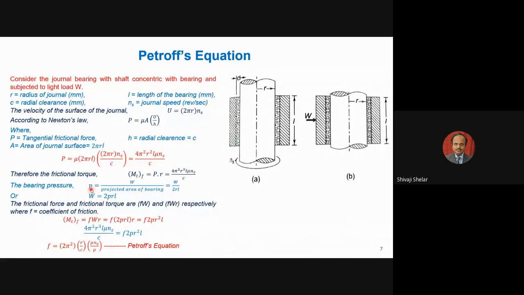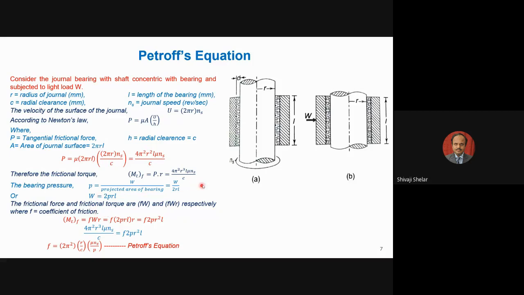So we will have bearing pressure of this bearing equal to W upon 2RL. While selecting the hydrodynamic bearing, bearing pressure is very important. This is called a design parameter. Bearing pressure is a design parameter in hydrodynamic bearing, which depends upon your radial load. So radial load upon your projected area for the bearing, that is equal to 2RL.